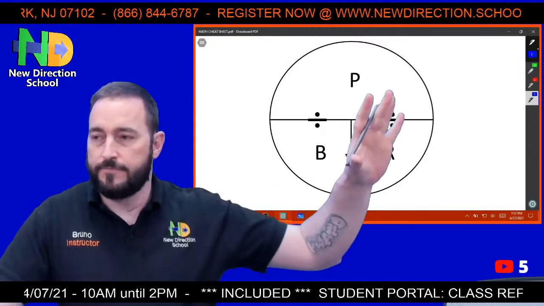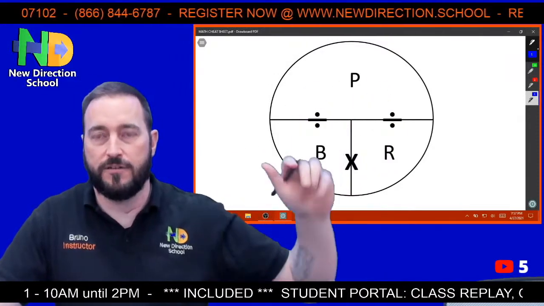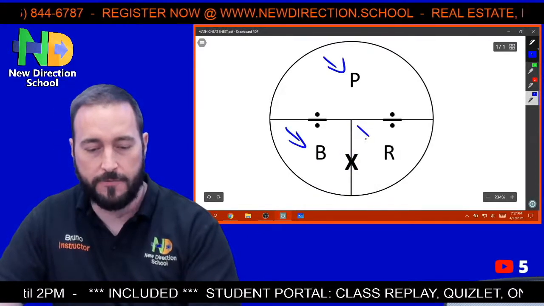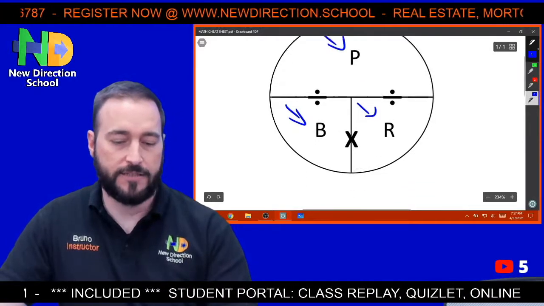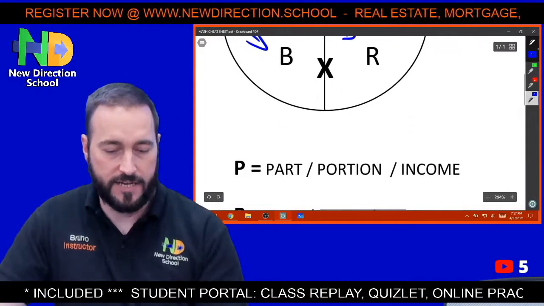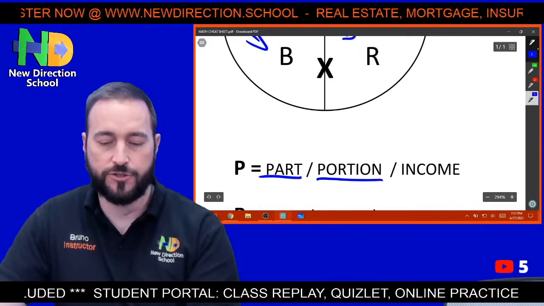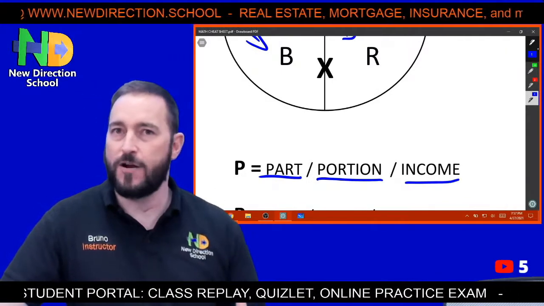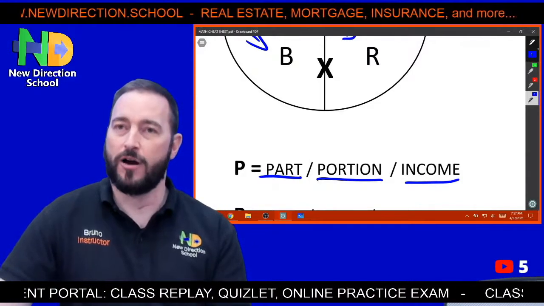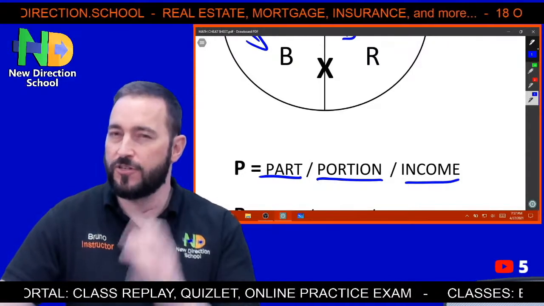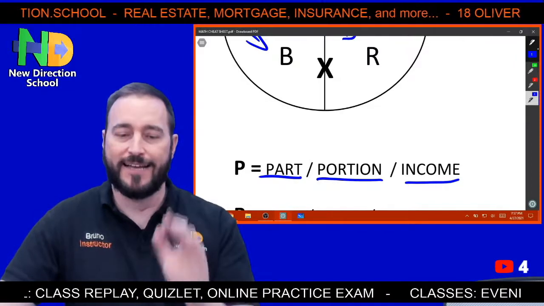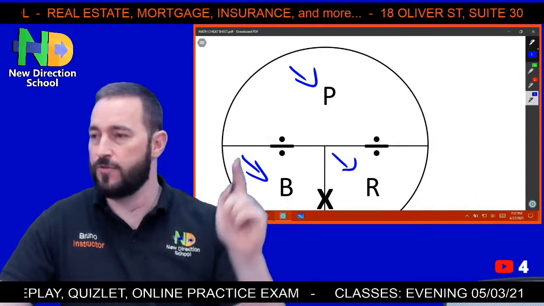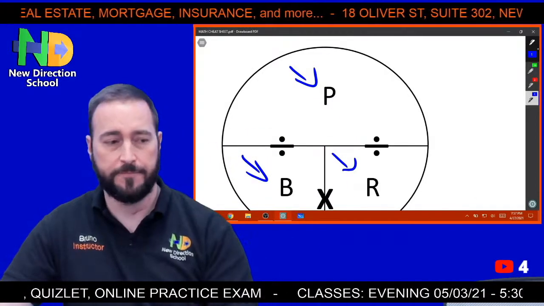So steering wheel. What is so important about the steering wheel as we see here? There's a P right here, a B, and an R. Right below it, this is what I did. P stands for part, portion, or income. So anytime you're in a question, and that question talks about what is the part, or portion, or something to that effect, that number always goes on top. You fill in the blanks. These are 3 blanks. You fill in the blanks, okay?